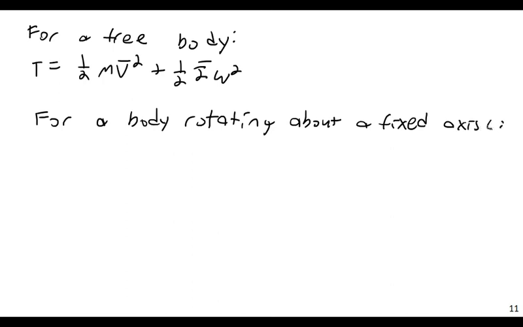Fixed axis O. Well, in that case, I can simply say that T is just 1/2 I O omega squared. The only type of kinetic energy it can have is rotational. It's not allowed to translate, so it has no translational kinetic energy.